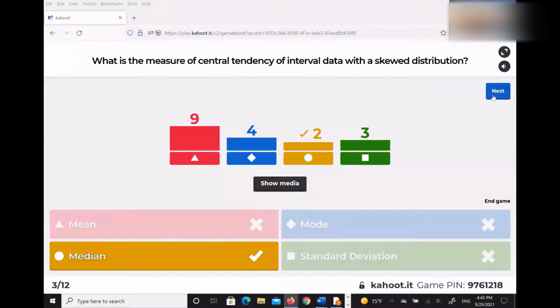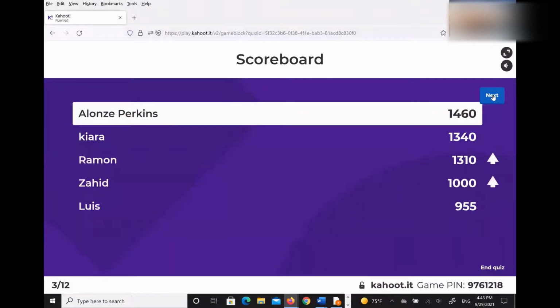All right, let's see the scores. Right, Alone, Kiara, Ramon, Zahid, Luis. Let's move on to number 4.